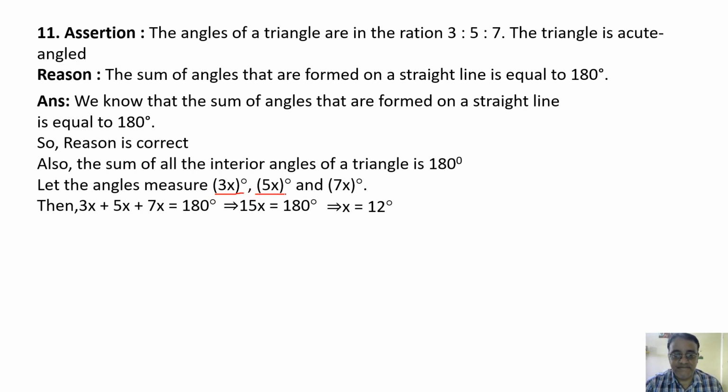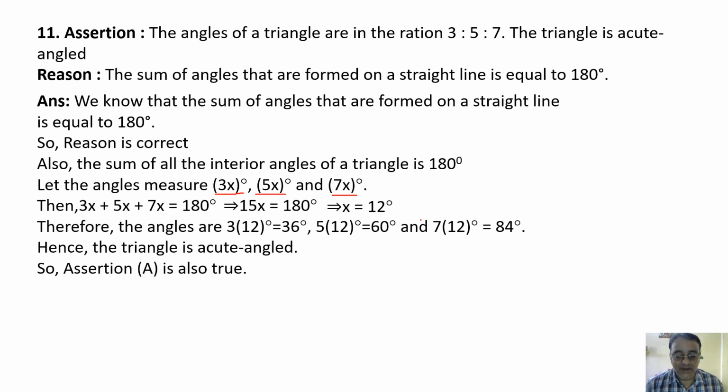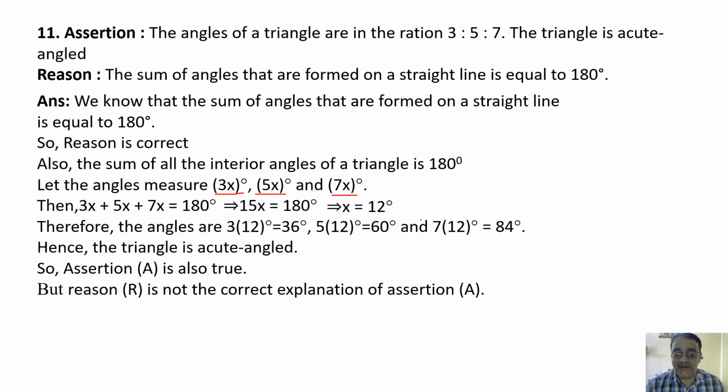5 into 12, 60. 60. 7 into 12, 84. 84. So all angles are less than 90 degrees. So all angles are acute angles. So hence the triangle is also an acute angled triangle. So therefore the assertion is also true. But what about the reason? The reason is not the correct explanation of the assertion.